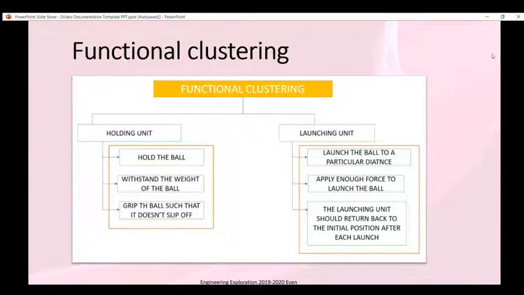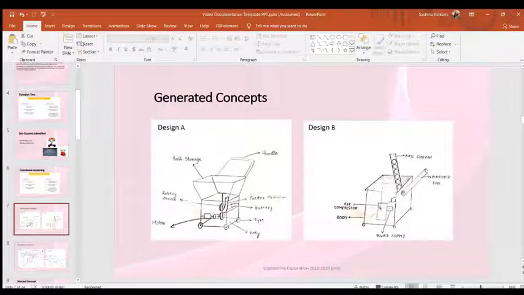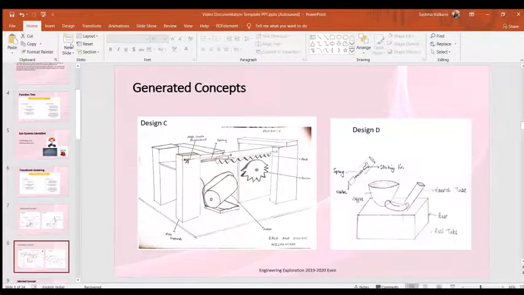After knowing the functions and specifications required, we clustered them into two main units, that is the ball launching unit and the ball holding unit. After considering the subsystems and their functions, we designed 4 different models with 4 different mechanisms. The first design works on the basis of a feeder mechanism, design B works on the basis of an air compressor mechanism, design C works on the basis of a rack and pinion mechanism, and design 4 works on the basis of a crank and rocker mechanism.